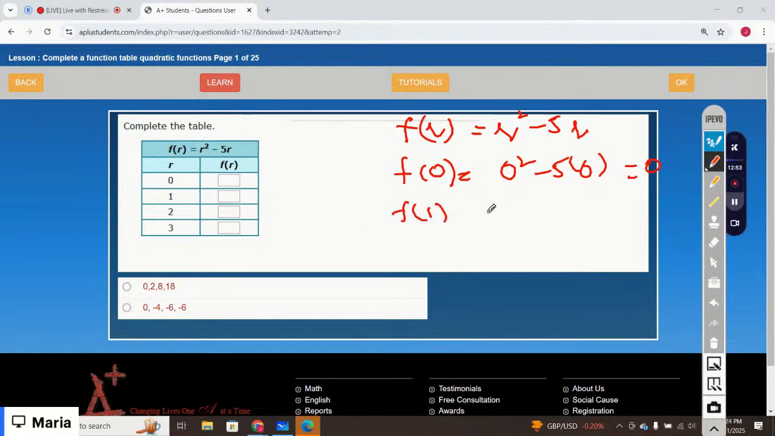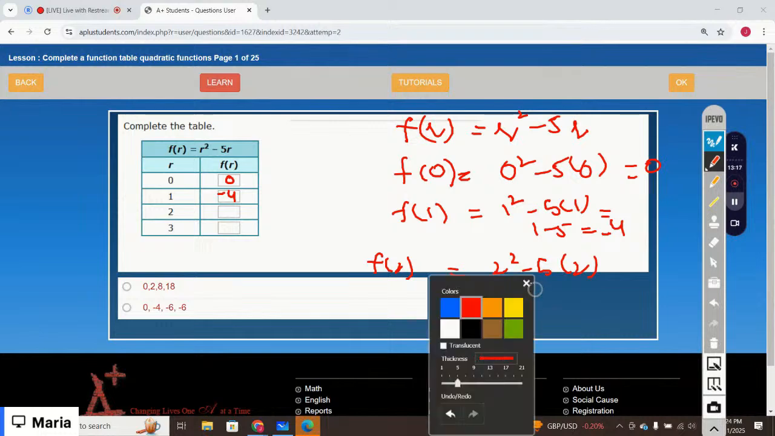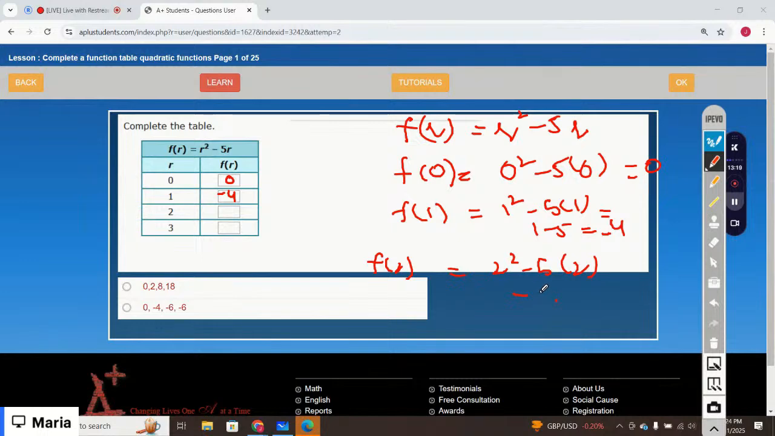So now I'm going to calculate f of 1. 1 square minus 5 times 1. 1 square is 1 and 1 minus 5 is -4. So 0, -4. Now f of 2. 2 square minus 5 times 2. 2 square is 4. 4 minus 10 is -6. So the next one is -6.